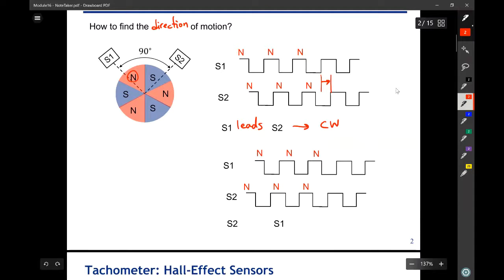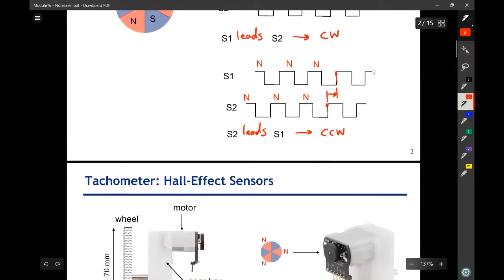If S2 leads S1, as you can see here, the rising edge of S2 comes first, and the rising edge of S1 is right after. In this case S2 leads S1, and we can tell this is a clockwise rotation. This is how we can tell the direction of the motor rotation.